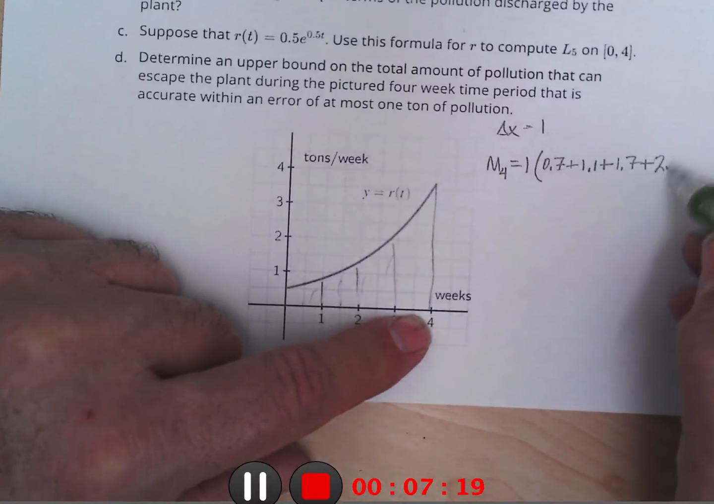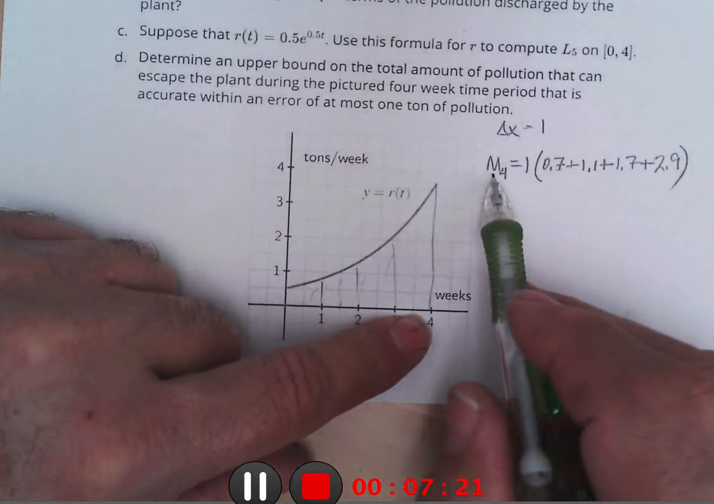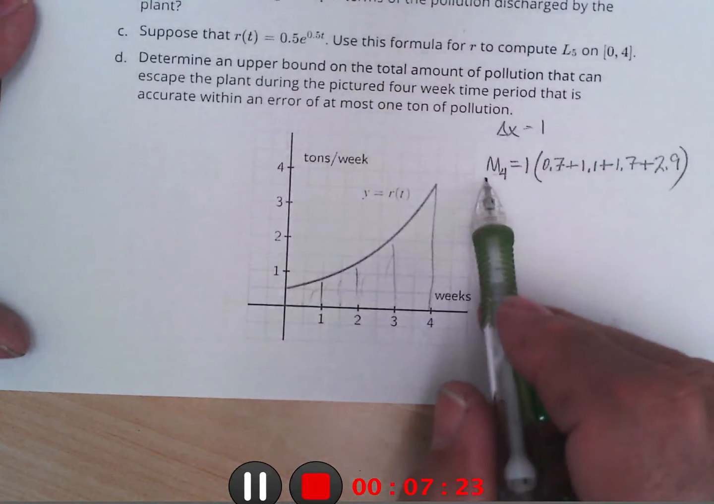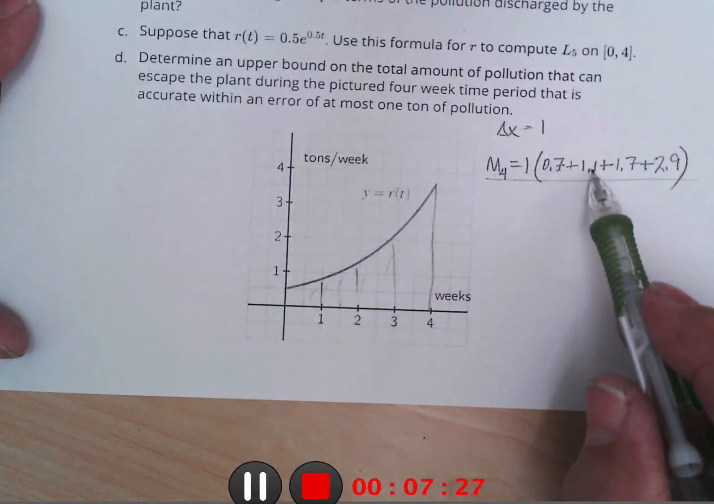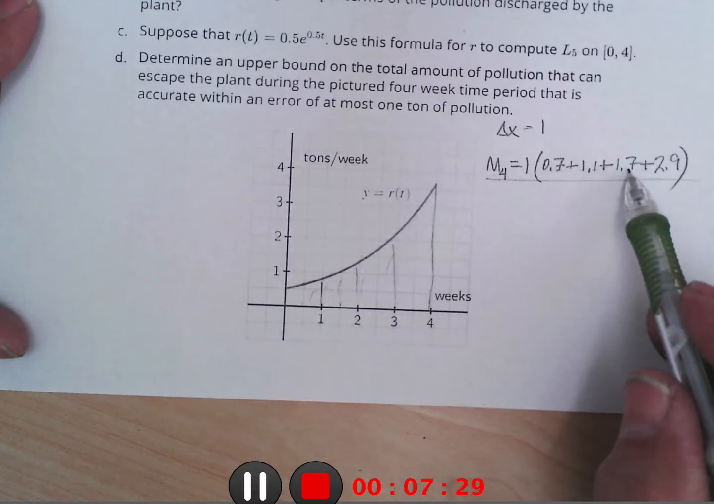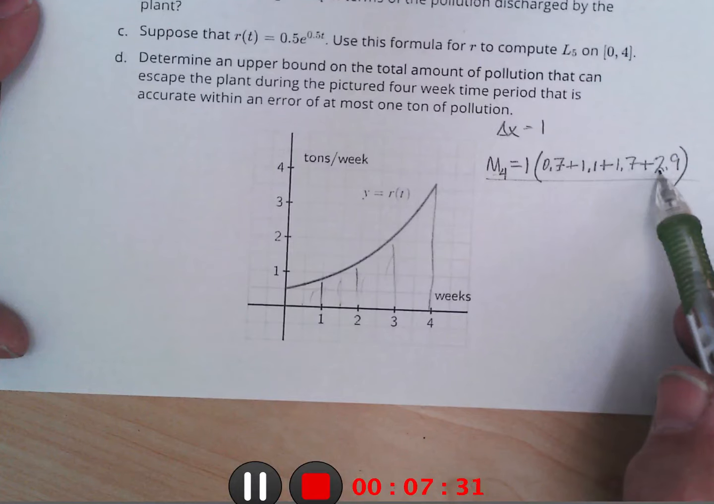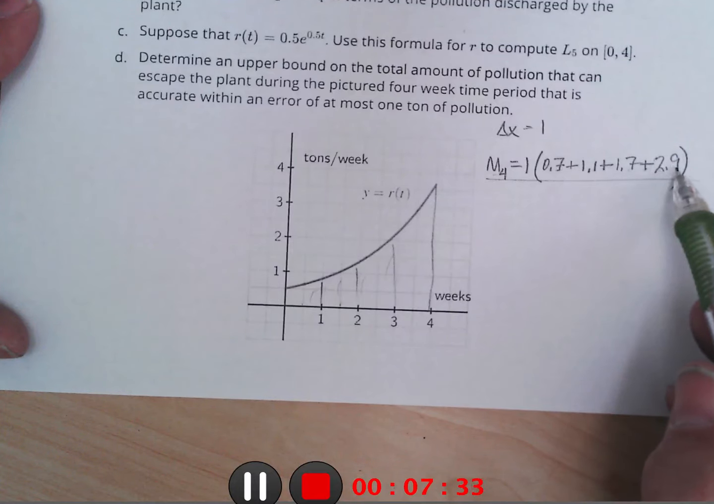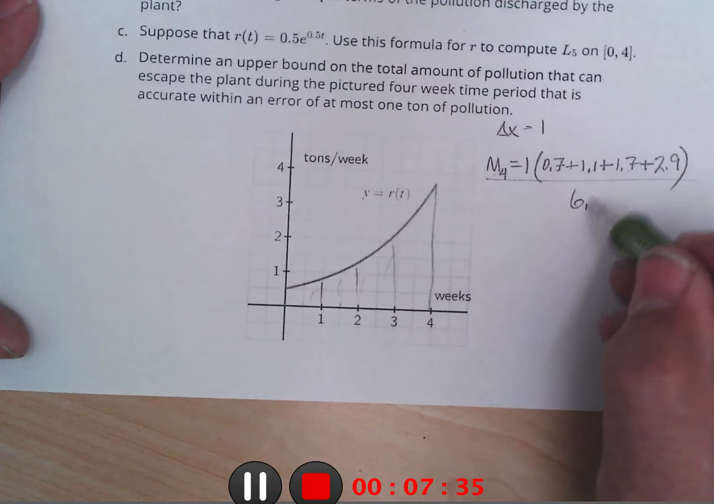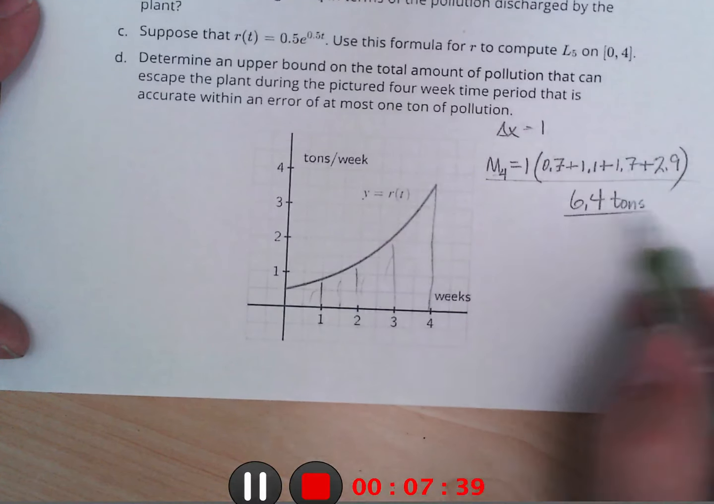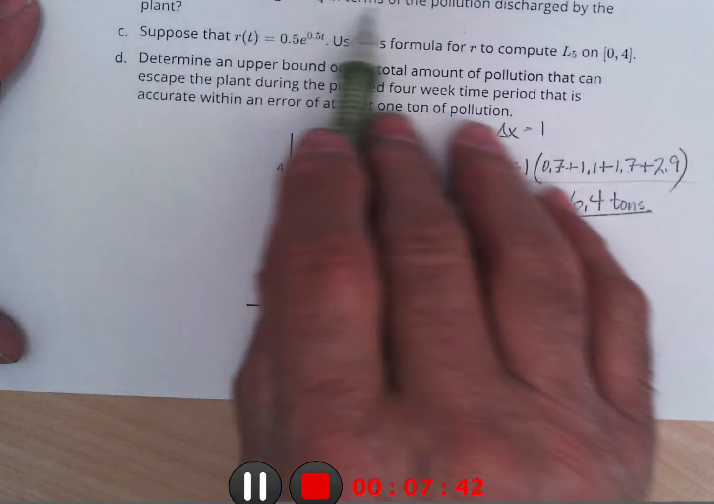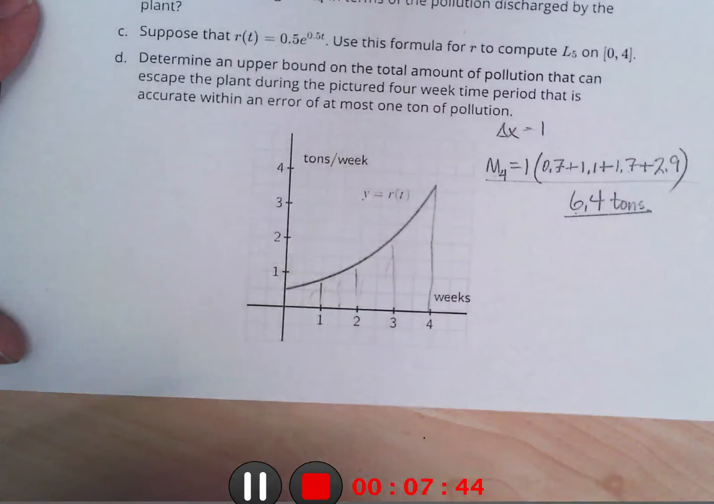Those are my estimates. So that would be midpoint 4.0.7, 1.8, 3.5, 5, 6.4 tons of pollution. What is the meaning? That's how many tons that would be discharged.